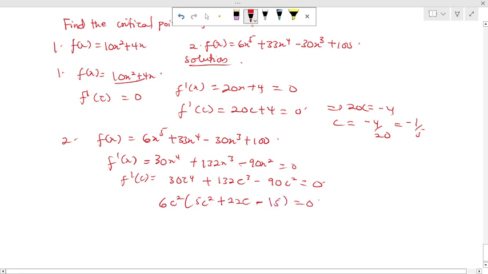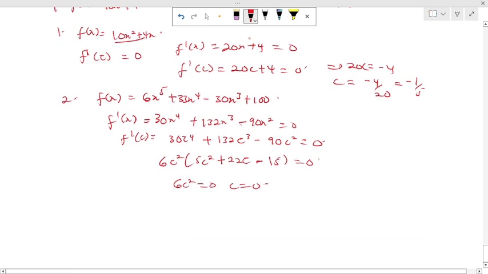Once I have this, I'll get my first value: 6c squared equal to 0, so c will be equal to 0. Then I'll handle the other part of it. The other part is what I have here: 5c squared plus 22c minus 15 will also be equal to 0.